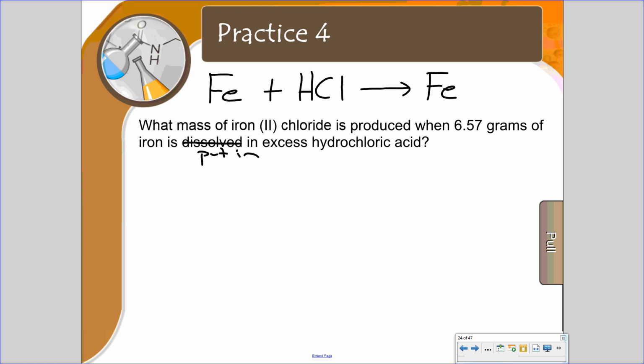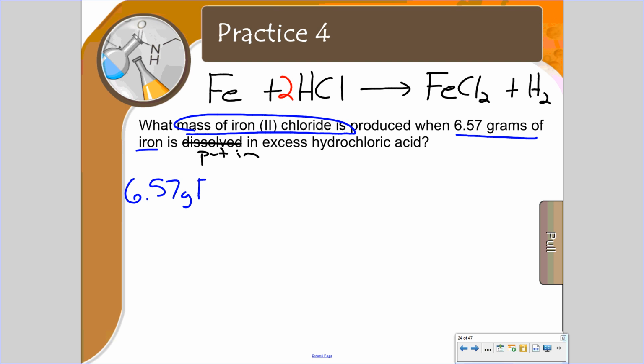We're going to get iron 2 chloride, and then of course the hydrogen comes off as a gas. But remember that it's diatomic, so you have to put that 2 there. And then we have to make sure we balance this, so put a 2 there. And remember, there's always understood 1s as a coefficient everywhere else. All right, so let's begin by seeing what mass of iron chloride.